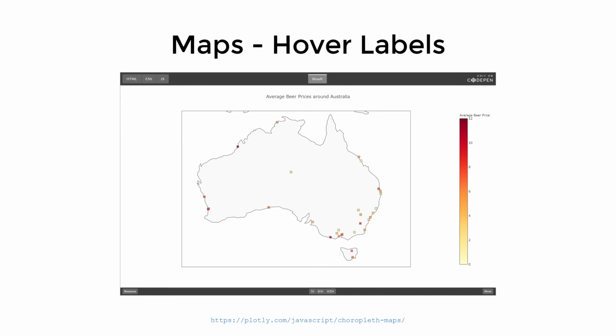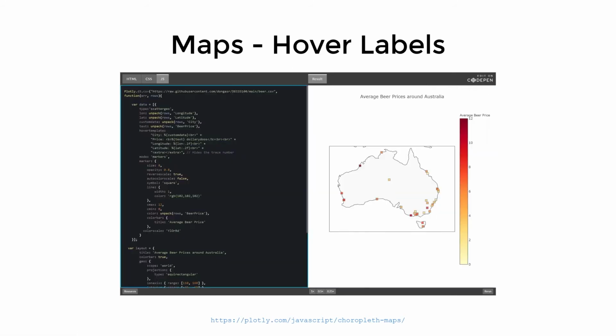Coming back to our Australian beer prices map, we can see that I've used hover templates in order to display the city, as well as the price of beers and the longitude and latitude where that price was recorded. We can hover on each of the different data points to see that this is updated and dynamically set for that specific point. In the JavaScript, we can see the hover template property, which lives within the data object, and we use string concatenation to combine all of the HTML structure that we want to use in that hover label.